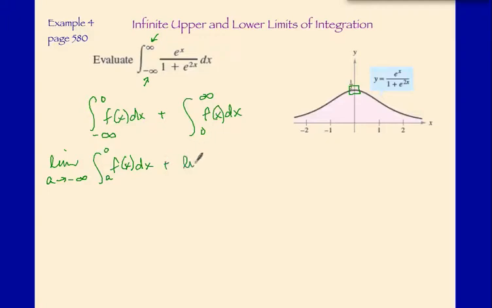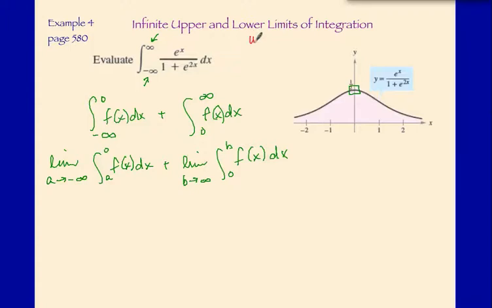And then plus the limit, as we'll let this be our b, b approaches positive infinity from 0 to b of our integral. So again, it's kind of like two of the previous examples for the price of one. Now we do need to integrate here, and I think I'll just stay up here and do the integration. What you discover is that this is going to be an arctan integral.